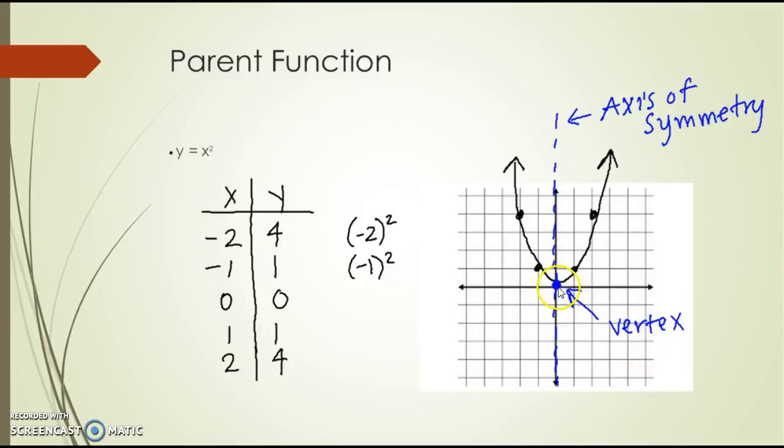Okay, from the vertex to get to our second points, we go up 1, right 1, up 1, left 1. And then we go up 4, right 2, up 4, left 2. Pay attention to that relationship. We're going to come back to that in a few minutes.